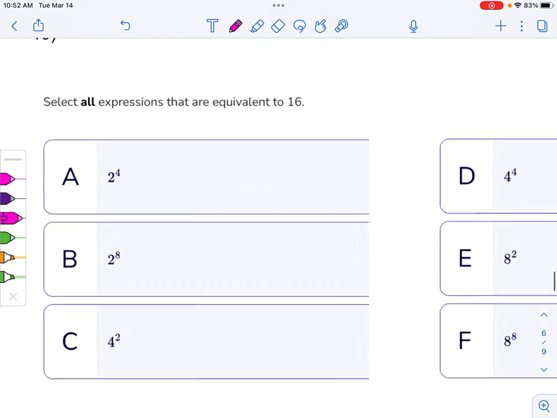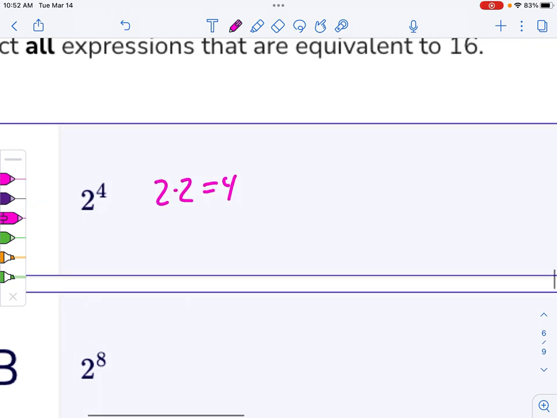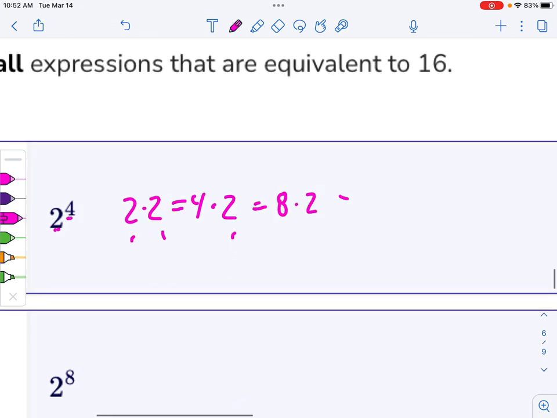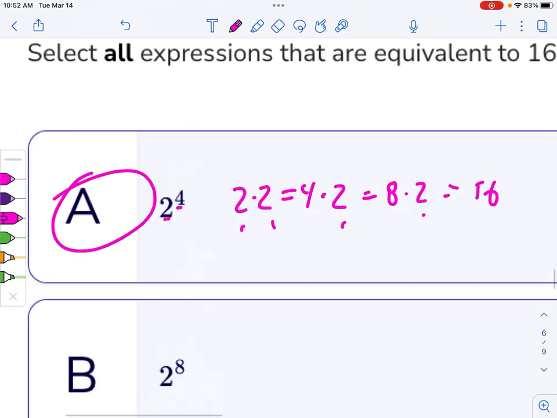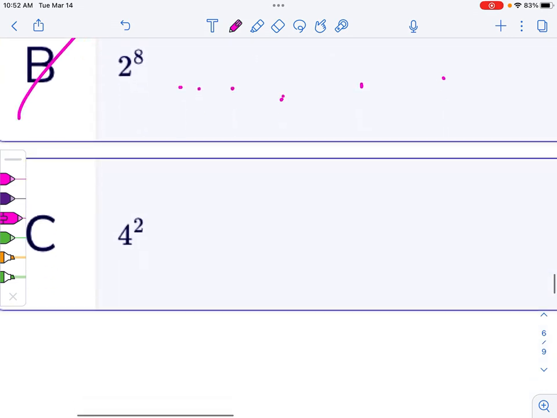19. Select all that are equivalent to 16. Okay. So 2 times 2 is 4. Because 2 to the 4th power is like saying 2, but I have like 4 of them and I'm multiplying together. Okay. 4 times 2, I'm up to 8. So far I have 3 of them. I need another set. Times 2 is 16. There's 4 2s, 16. That one works. Oh, 2 to the 8th power? That is 2 times 2 times 2 times 2 times 2 times 2. That's 8 of them. That is so not going to work. That number's going to be enormous.